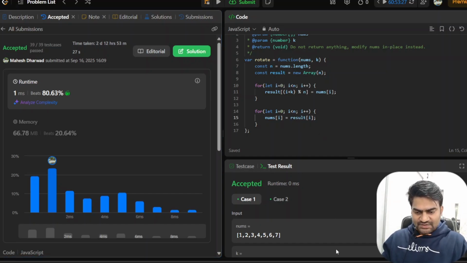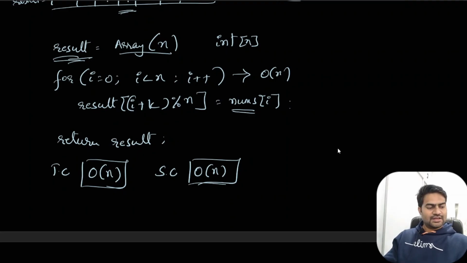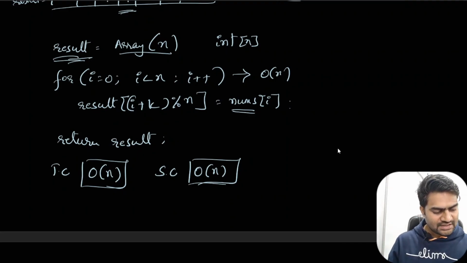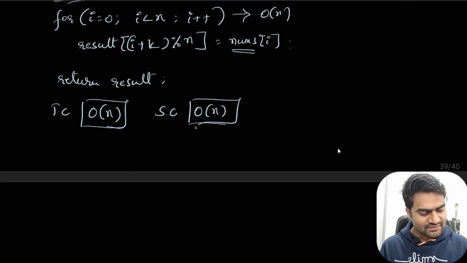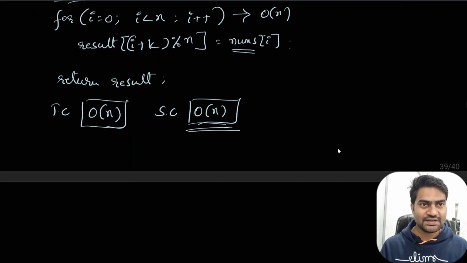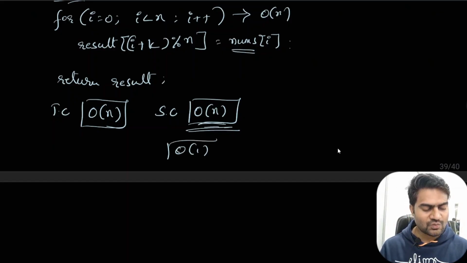Okay, let's switch to the editor. Now if you see here, we are using extra space to rotate this array by k positions. But with this, the interviewer will not be happy. So we will need to boil this down to order of 1 space complexity. So how to do that?